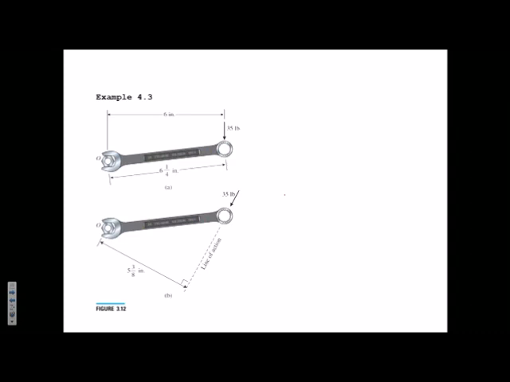This is another example. This is from your textbook, right? So you have a spanner and you have a nut, and you want to compute the moment applied by these two forces, right? So you have 35 pounds over here, right? And you want to compute the moment about point O. What is the moment about point O of the 35-pound load?